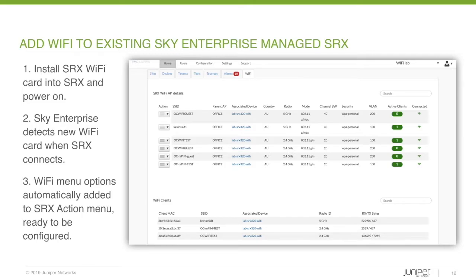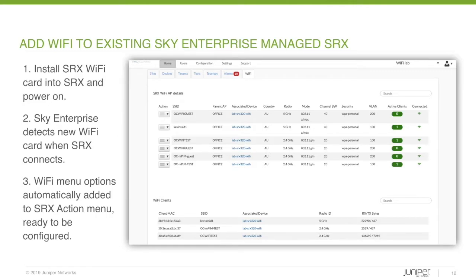And you can see there, very similar to the way Sky Enterprise displays our integration with Mist. You can see the active clients, and then at the bottom there is the client list. So you can see the MAC address, the IP address of the client connected, RX and TX. So some great information there.